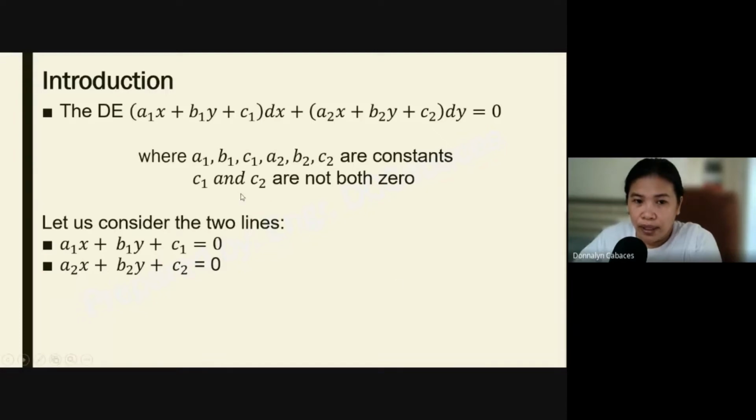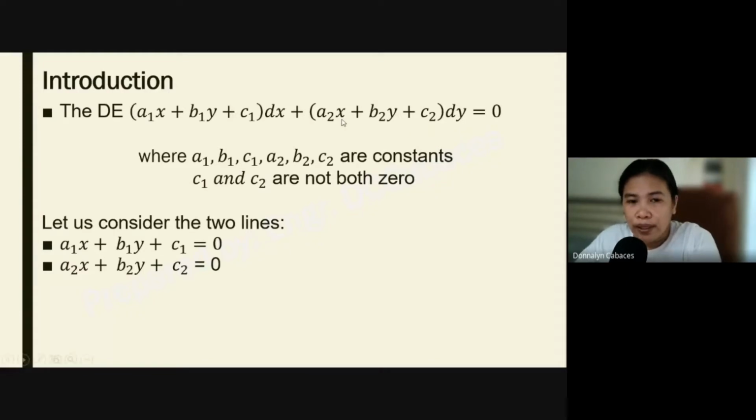And c1 and c2 should not be both 0. Take note of that. You have here plus c1 and plus c2. If these are both 0, then what will happen? It will result to a homogeneous differential equation. So for us to have this coefficient linear in two variables, there should be c1 or c2 only or both, but it cannot be both 0.